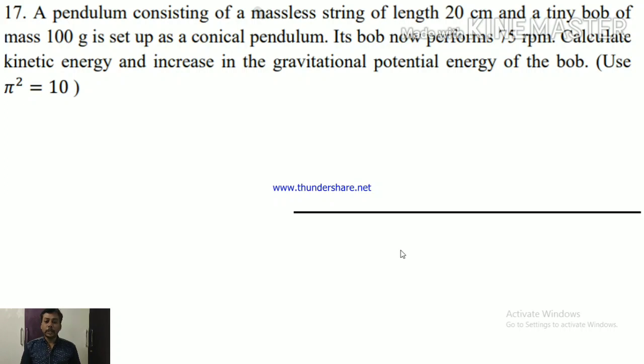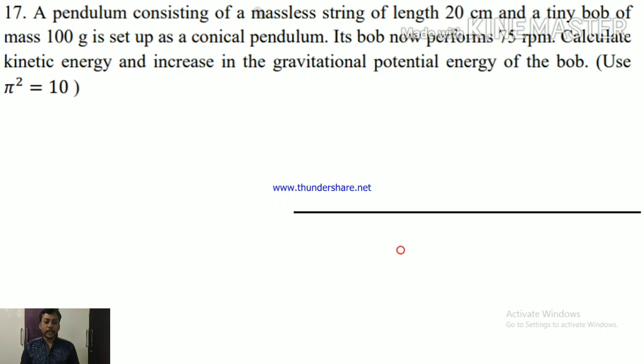A pendulum consisting of a massless string of length 20 centimeter and a tiny bob of mass 100 gram is set up as a conical pendulum. Its bob now performs 75 rpm, revolutions per minute. Calculate kinetic energy and increase in gravitational potential energy of the bob. Use pi square is equal to 10.